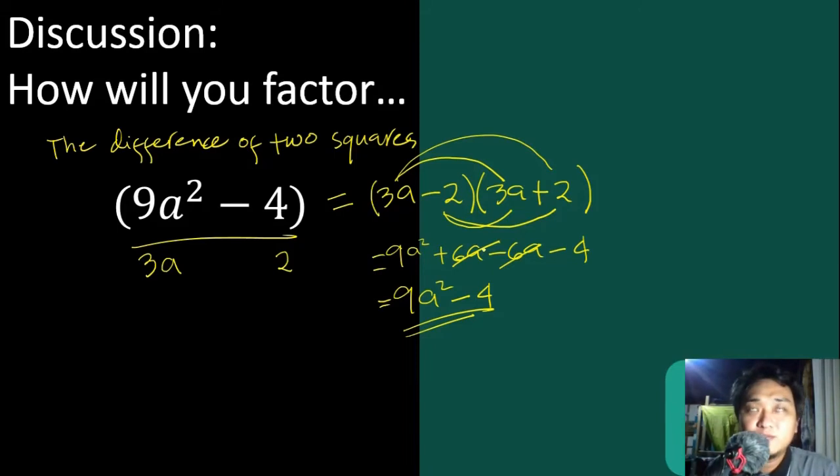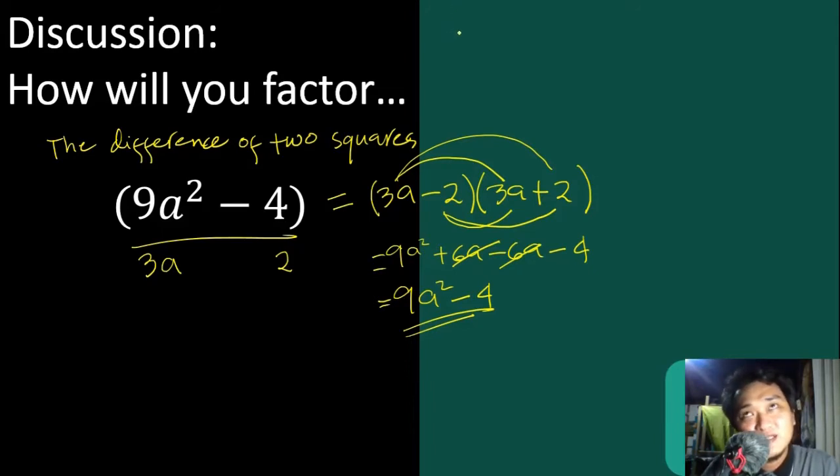So technically, what would be the most important concept in factoring, aside from factoring out the greatest common monomial factor? Isa ito sa mga pinaka-importante sa lahat kasi ginagamit din ito in simplifying rational expressions. Napakahalaga po nito. So huwag niyong kakalimutan yung rule natin.